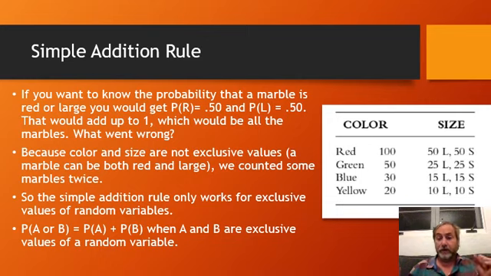So a marble is either red or green, right? Those values are exclusive. And in that case, you can just add up the probabilities, the probability of either red or green. But when they're not exclusive, like color and size, then you can't use that simple version of the rule. You're going to have to use a slightly more complicated version. So for now, we have an equation that says the probability of A or B is the probability of A plus the probability of B when A and B are exclusive values of a random variable.